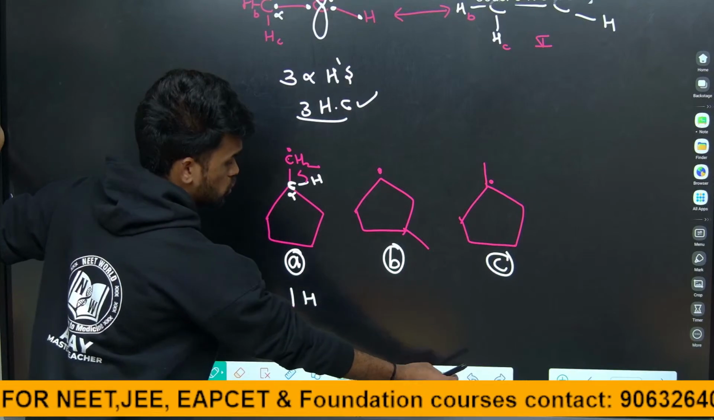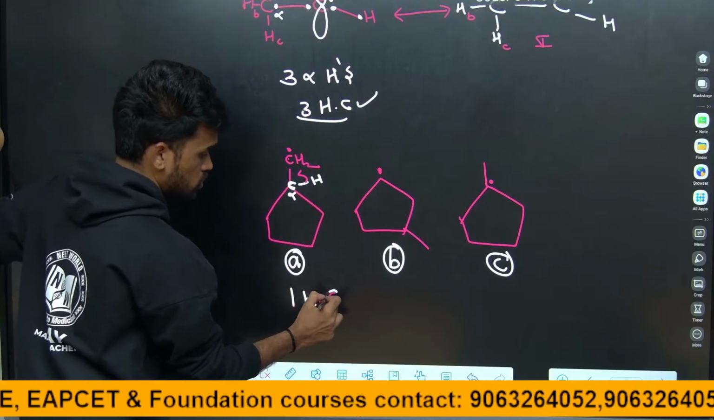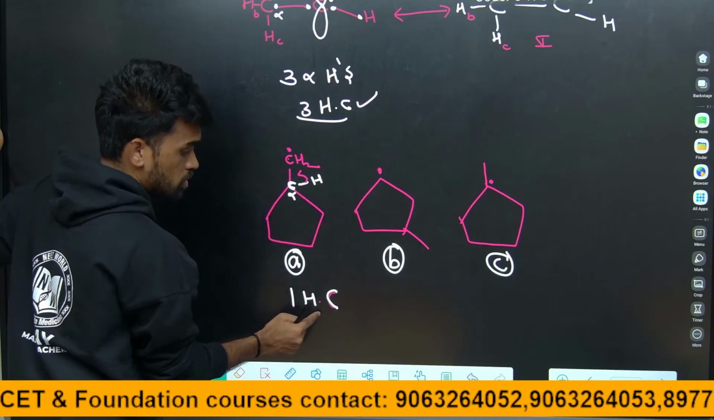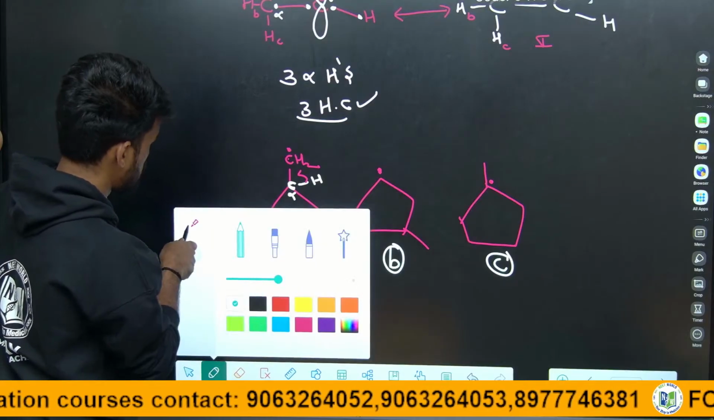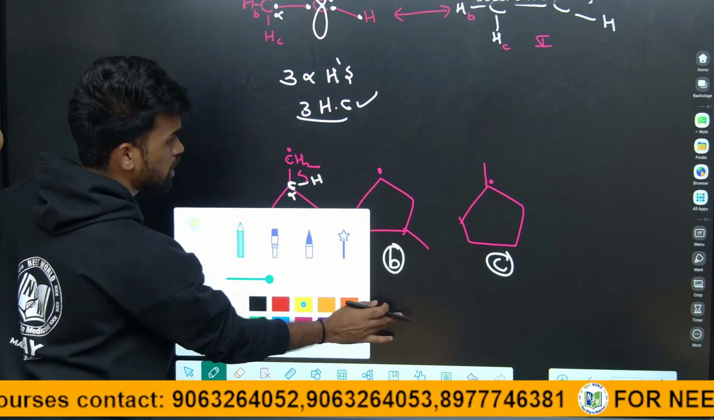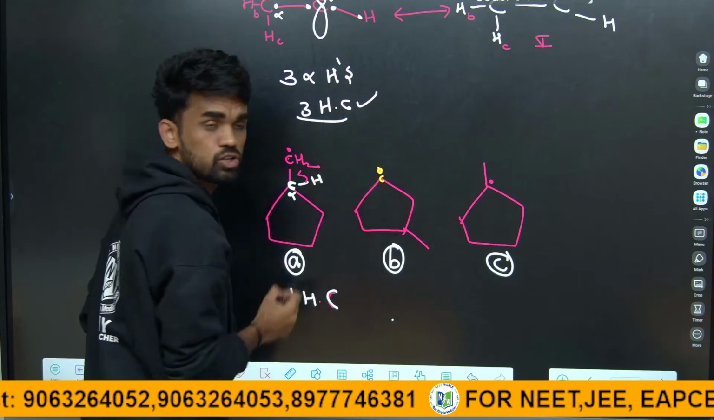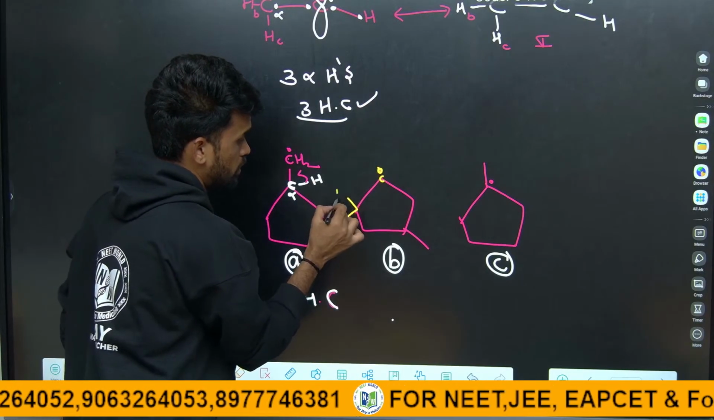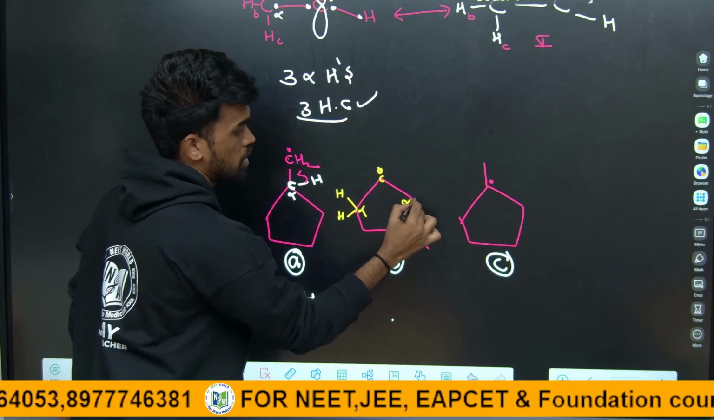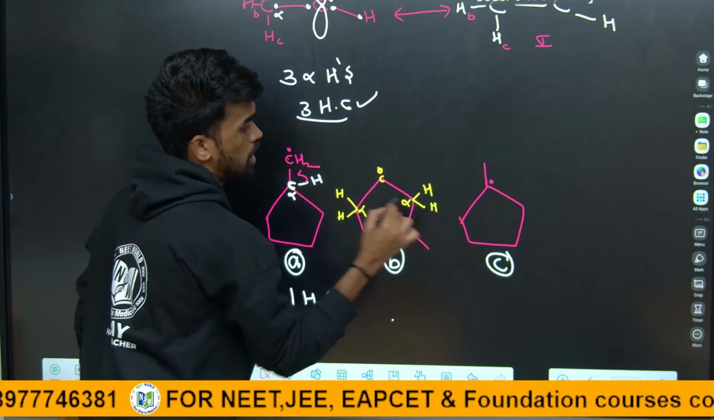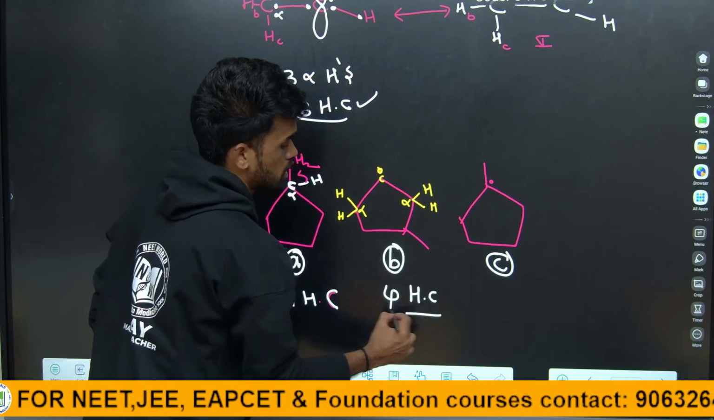How many hyperconjugations are possible? That will be equal to the number of alpha hydrogens. So that is only one alpha hydrogen, so we can get only one hyperconjugative structure. Similar to that, what about the second case? For this free radical we need to stabilize, we have 2 alpha hydrogens on this side, and similarly this is an alpha carbon, here also we have 2 alpha hydrogens. Therefore we can get 4 hyperconjugative structures for this.